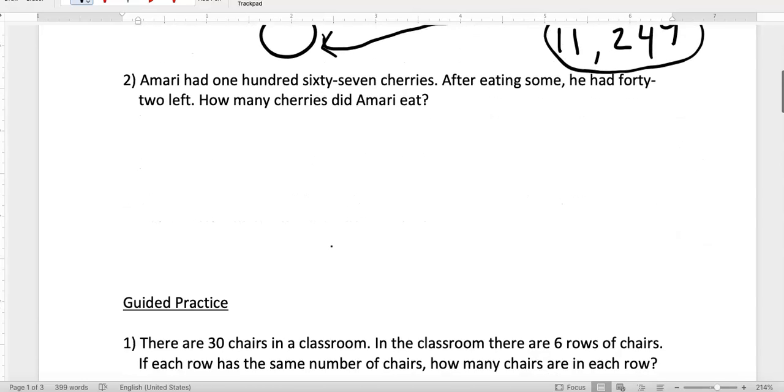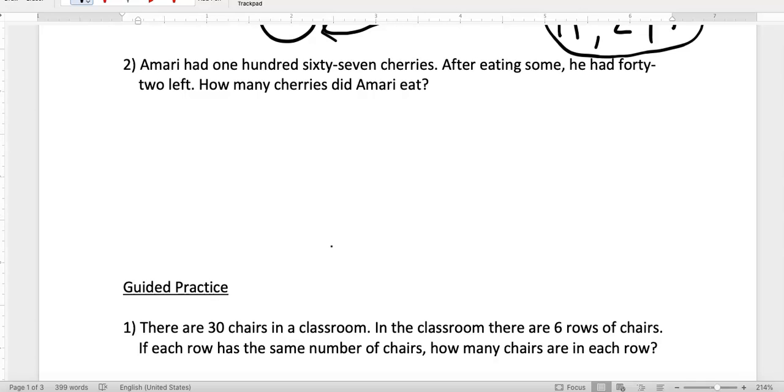Let's go with number 2. Amari had 167 cherries. Amari must really like cherries because that's a lot of cherries. So he had 167 cherries. Please don't let the word form of a number trip you up. We need to be reading to the point where we're understanding what we're reading anyway. So we should not be reading one of anything. Read this out as a number because we know numbers in word form.